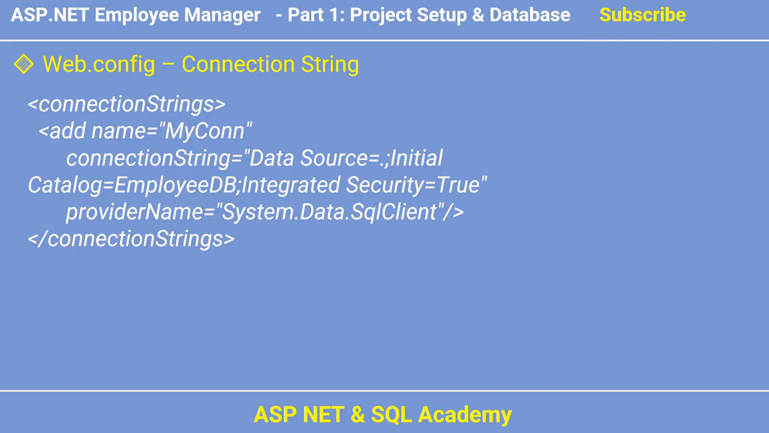We are using Integrated Security=true, which means the application will use your Windows login credentials to authenticate with the SQL Server. After updating and saving the web.config file, your ASP.NET application will now be able to communicate with the selected SQL Server database.